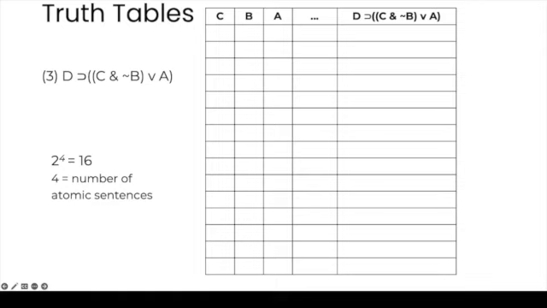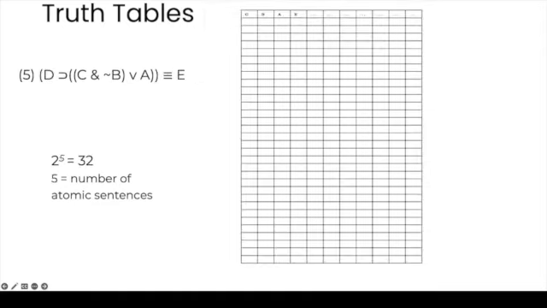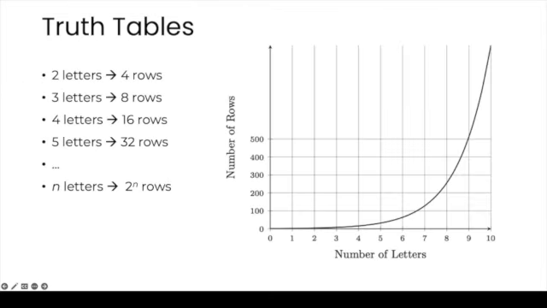Notice that this is not a particularly long or complex sentence. And at 5 sentence letters, the table looks positively wild. And you can see that tables get big fast. The graph on the right shows the number of rows against the number of letters, and it displays what is called an exponential growth pattern.